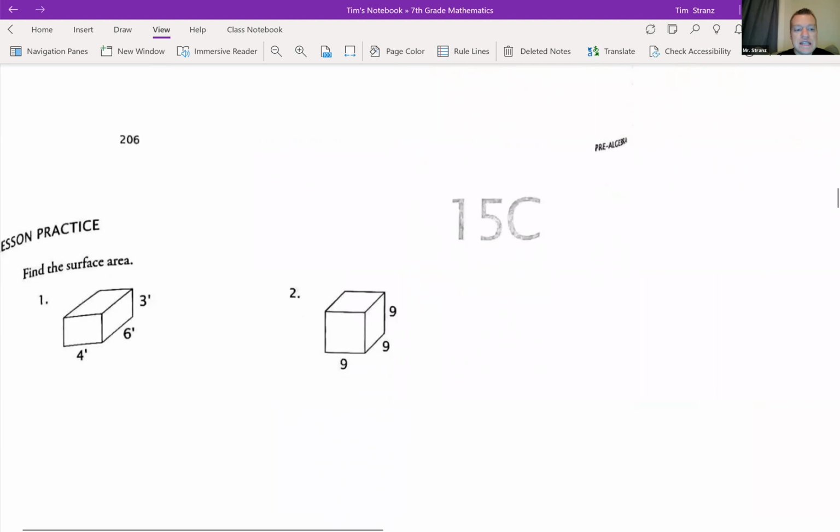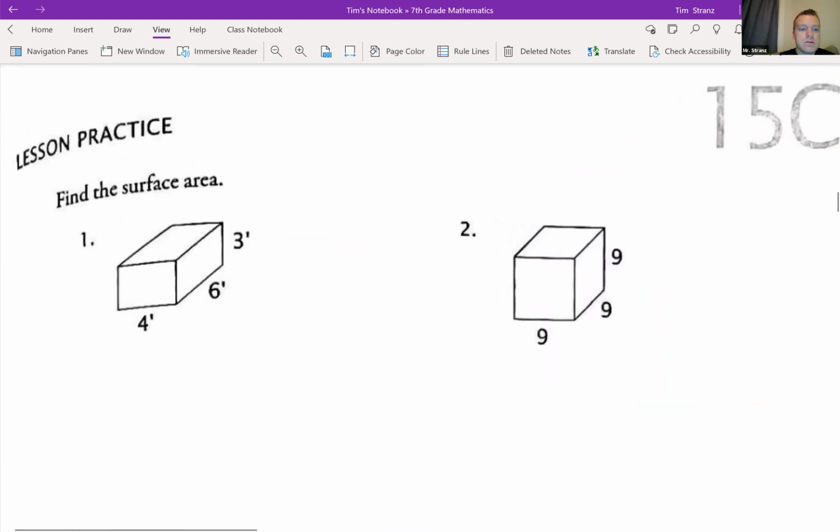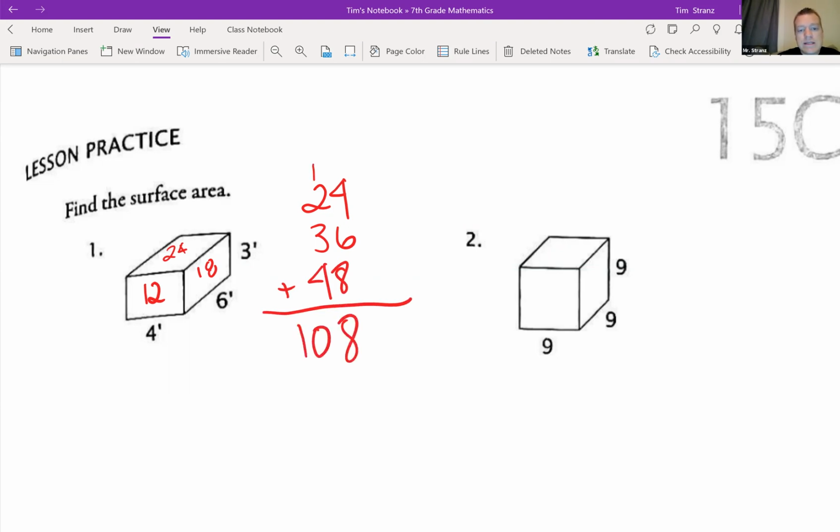Let's move on. We're going to do 15C as well, as I said. Okay, so number 1, find the surface area. If I take the front, it's going to be 4. The height is 3. That means that's 12. There's 2 12s, so that means that there's 24. If I take the side, this is 18. There's 2 18s, which means that is 36. And if I take the top, that's 6 by 4, which is 24. That means that there is 48. Add these together, and you get 108 feet squared.